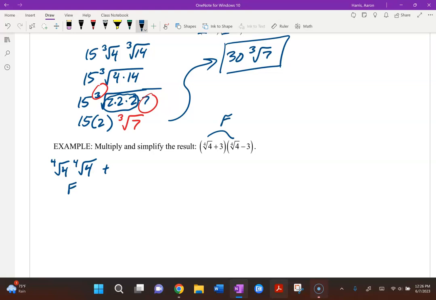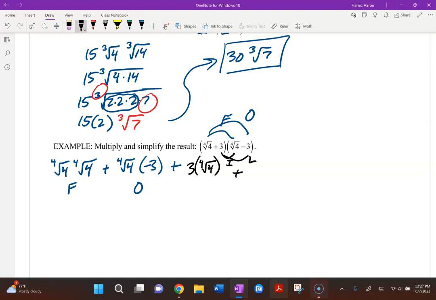Plus, now I'm going to do my outer ones. 4th root of 4 times negative 3, so here's my outer ones. Now let me do my inner ones right there. There's my inner one. So I have a 3 times a 4th root of 4. And then let me do last, plus my last, 3 times negative 3.